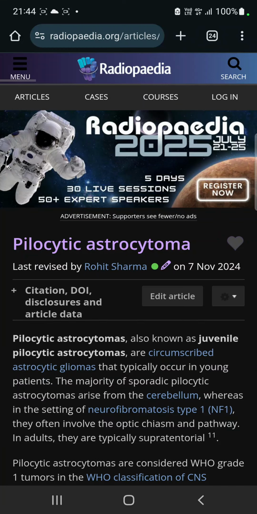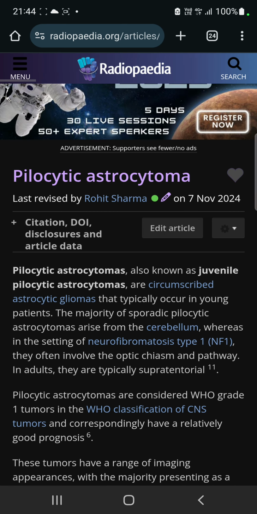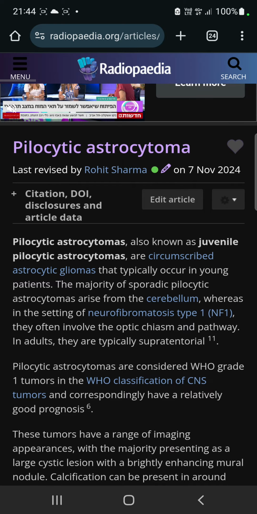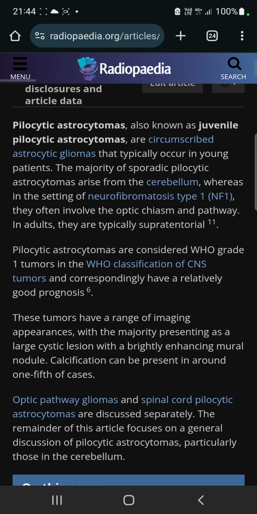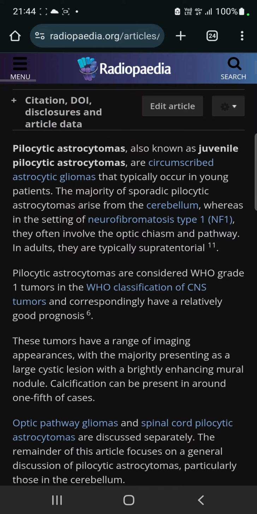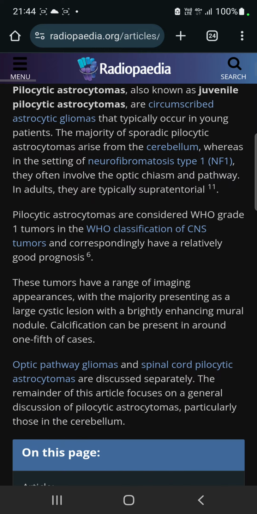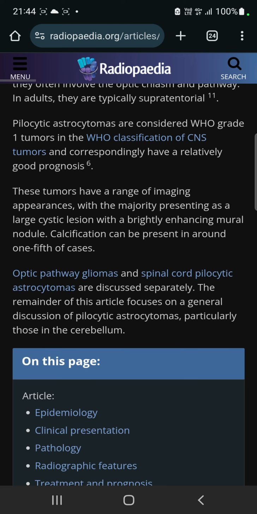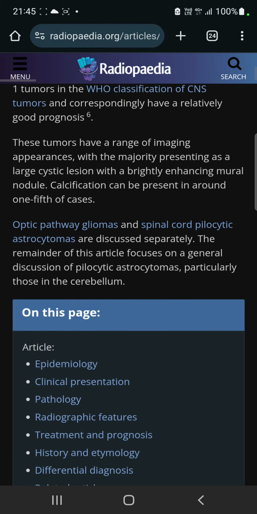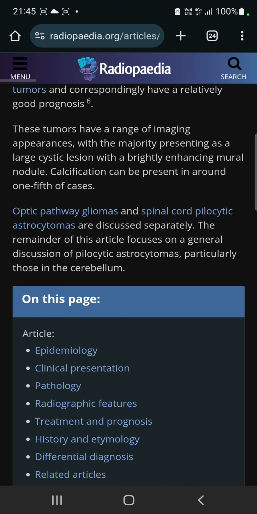Okay, so the idea now is to talk about pilocytic astrocytoma. Because it's more common in young patients, like pediatric patients, it's also called juvenile pilocytic astrocytoma. It can be in some places, mostly in the cerebellum, and when it is related to neurofibromatosis type 1, it can be in the optic chiasm more commonly. It's defined as a grade 1 tumor by the WHO classification, and we will see the presentation of these tumors.